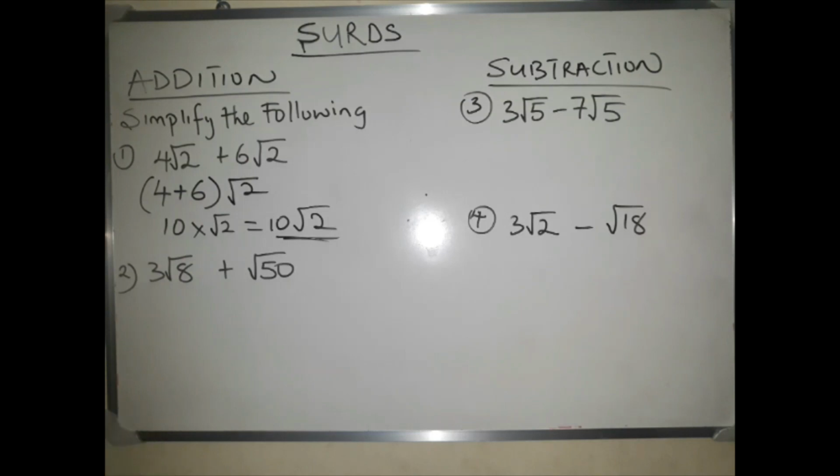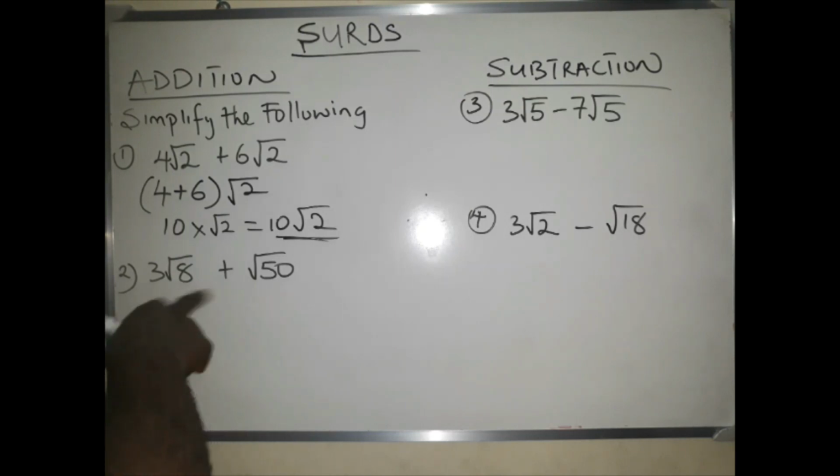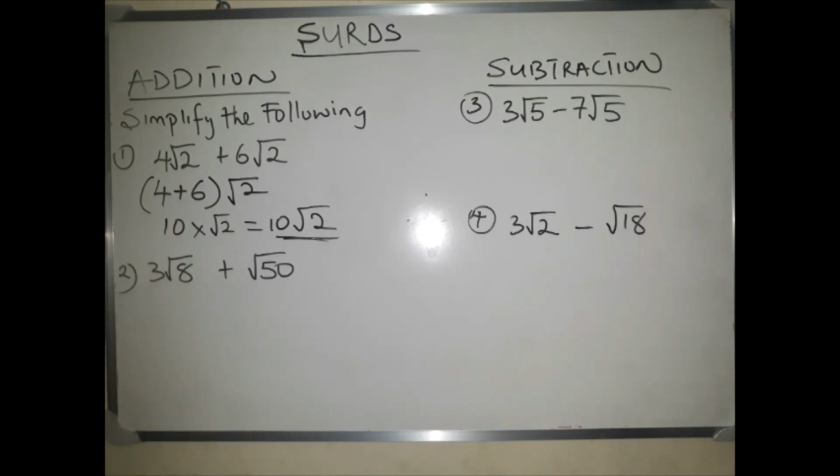Let's go to the second one. Now, the second one, you can see a slight difference from the first one. They do not have the same roots, and we've not yet simplified them. So in this case, we have 3 root 8 plus root 50. You have to first of all simplify each of them individually before you can see if they are like surds or not. So let's start with the first one, which is 3 root 8.